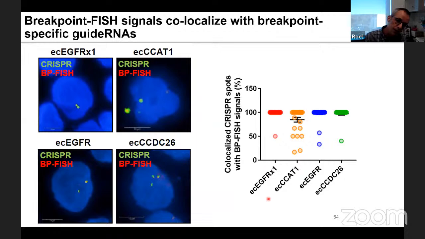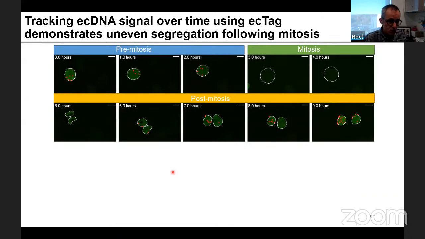We then used ecTag to track ecDNA signal over time, answering the primary question whether indeed there's uneven segregation of ecDNA following mitosis. So here we have one cell and the signal is quite weak, but we think it's convincing enough. One cell that pre-mitosis contains a number of signals. We seem to lose the signal again when the cell undergoes mitosis, presumably because the DNA at that point is so condensed that the guides cannot access the DNA. But as the cell exits mitosis, we start to pick up the signal again. And ultimately, the point here is that at the end of the mitotic process, there's a difference in the number of signals between the two daughter cells.